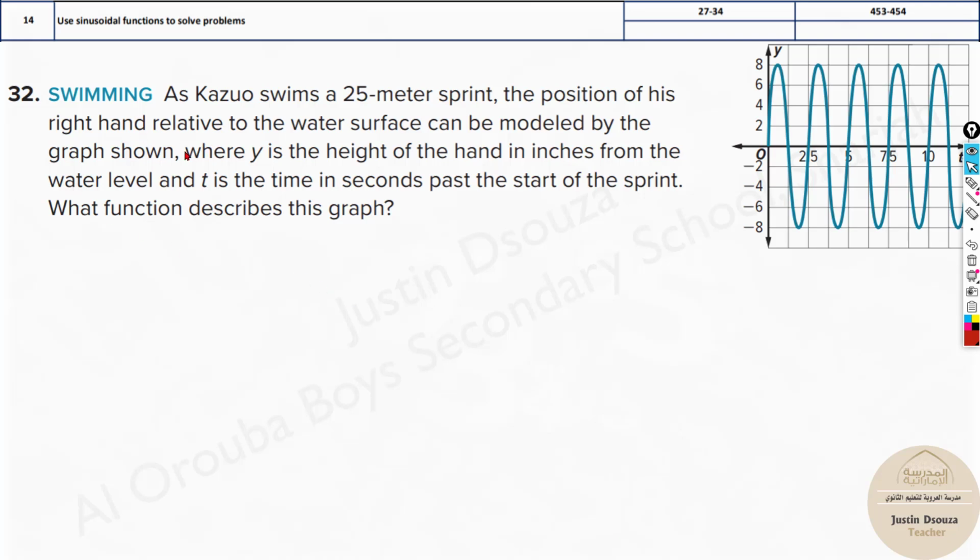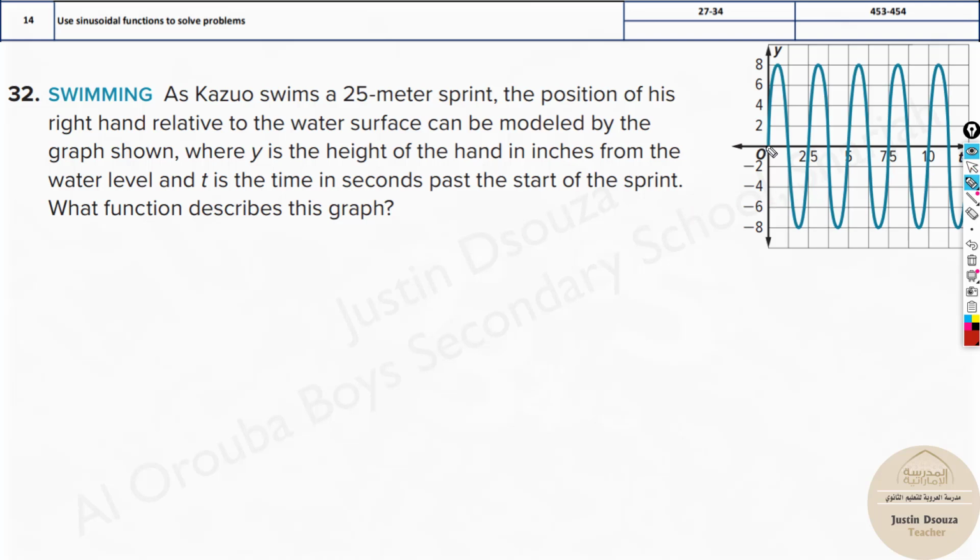A problem about swimming. As Kazuo swims a 25-meter sprint, the position of his right hand relative to the water surface can be modeled by the graph shown over here, where y is the height of the hand in inches from the water level and t is the time in seconds past the start of the sprint. What function describes this graph?